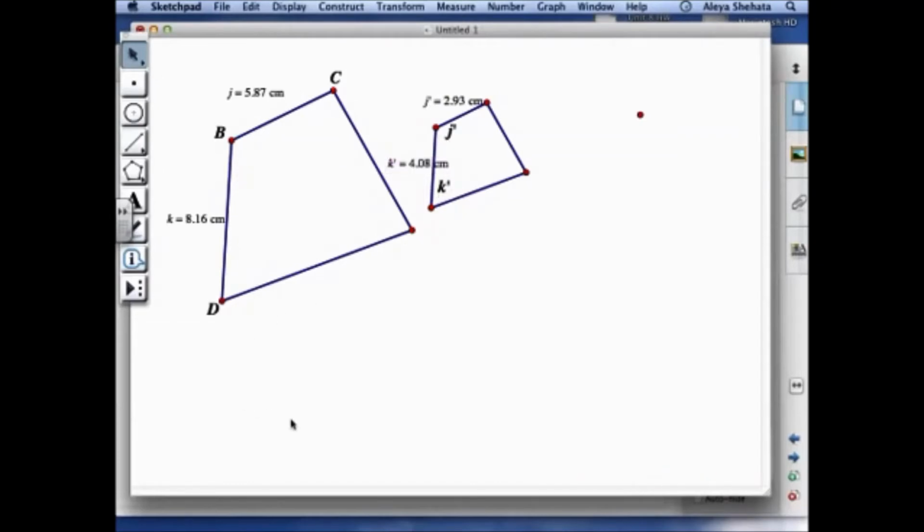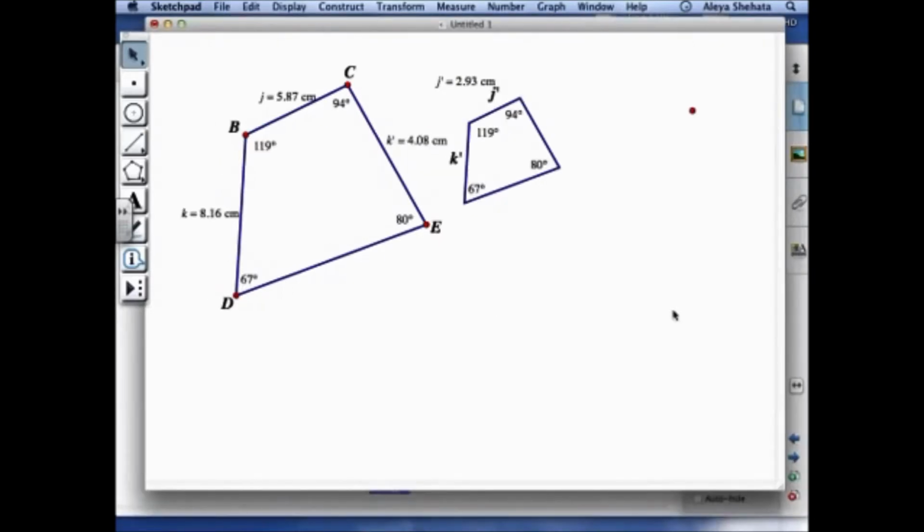But here's the thing that I really want you guys to notice. I'm going to show you what all the angles are in each one of these figures, and you're going to notice what the relationship is between the angles. So if you take a look at the diagram here, this side right here is twice as big as this, but if you look at all your angles, they're exactly the same. So these are both 119, these angles up here are both 94, these angles down here are both 67, and these angles right here are both 80.